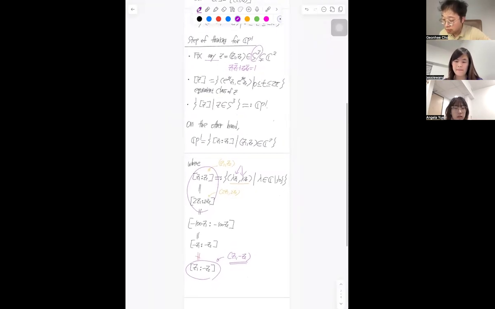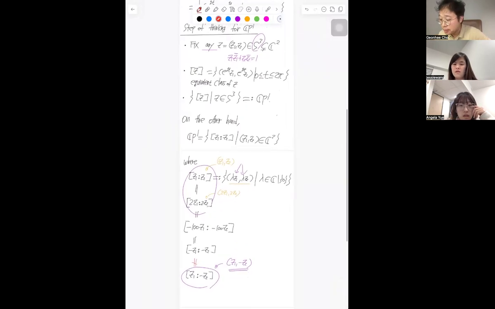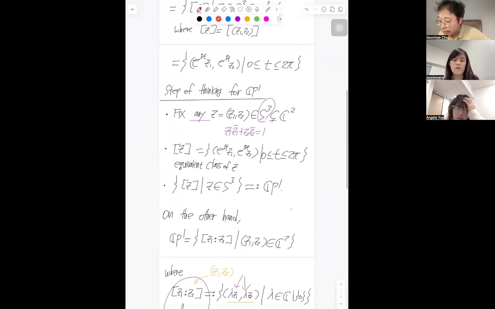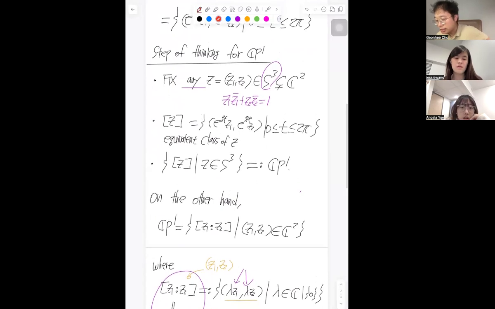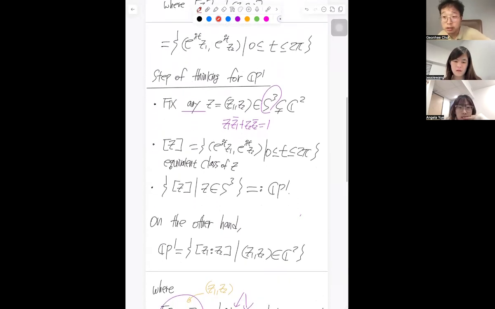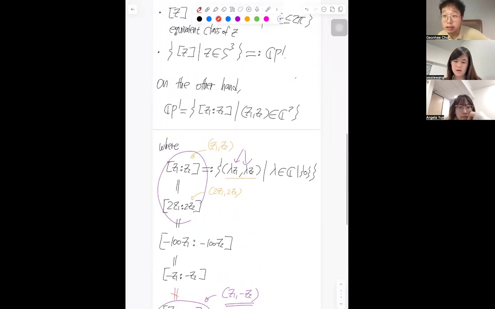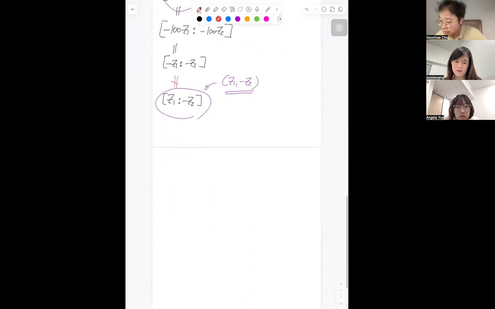So now you also need to really see why those two descriptions are exactly the same. But at least I've given you two distinct descriptions of CP1. One is this weird one, e to the itz1 with e to the itz2. That's the bracket of z, and then we collect them. And this one looks a little bit different. So let's try to recover one from the other. Let's just play with it.